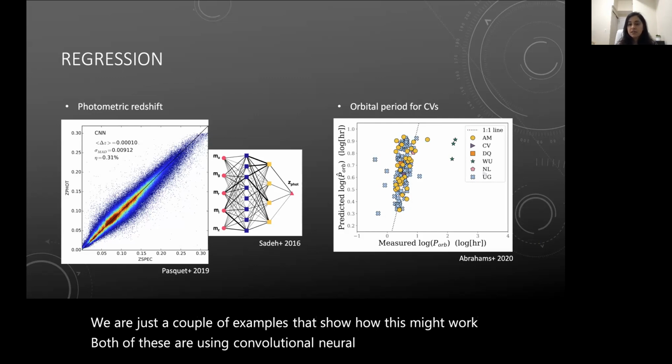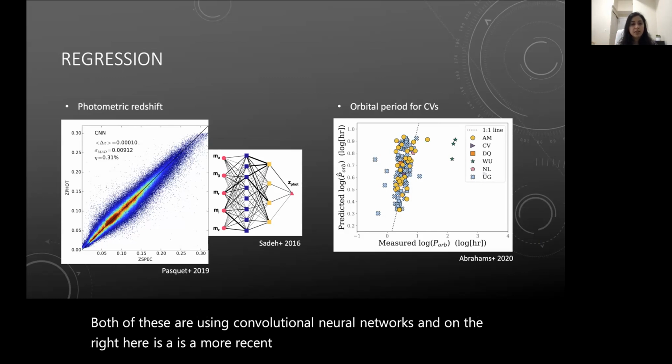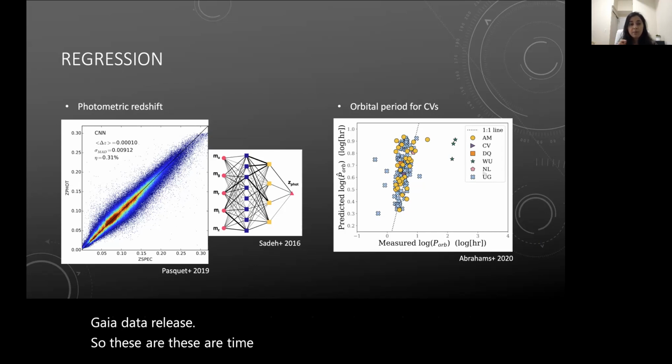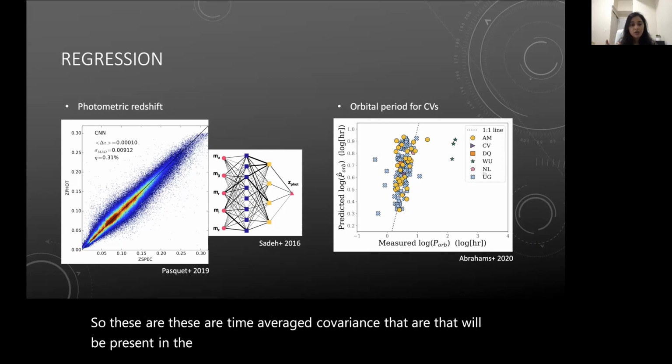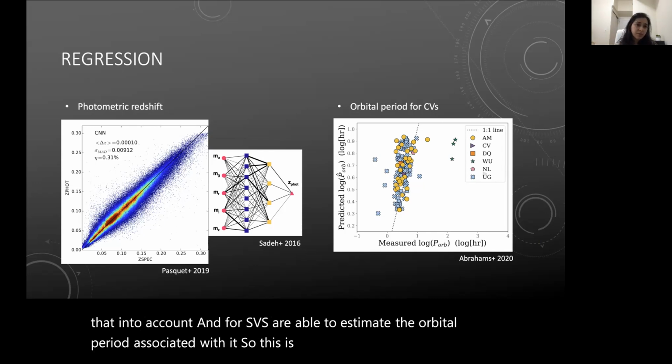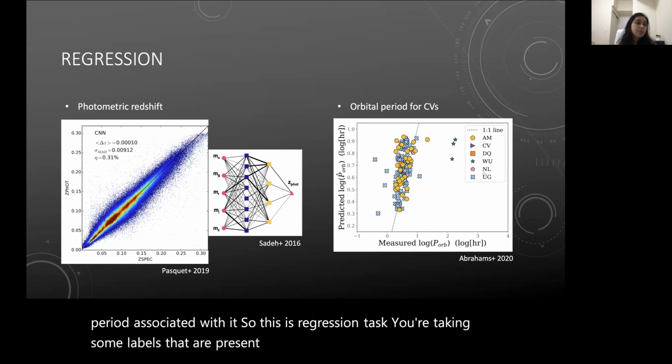On the right here is a more recent example of solving a different problem where you have data that you have measured from the Gaia data release. These are time averaged covariates that will be present in the data release, and the authors are able to take that into account, and for CVs are able to estimate the orbital period associated with it. So this is a regression task. You're taking some labels that are present in a data set and estimating a physical quantity of interest.